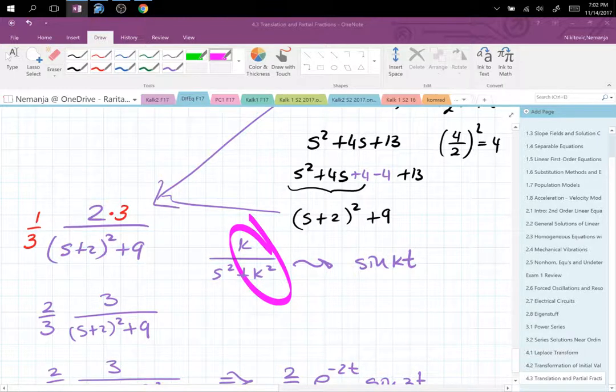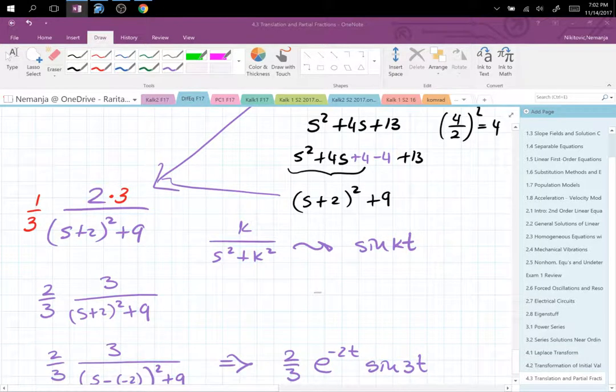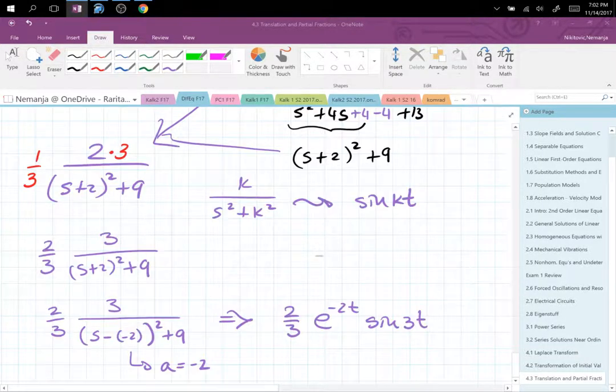So square root of 9 is 3. So that I need that 3 there. But to counter the 3, I have to put 1/3 in front. And I don't need this 2. So I will make that 2/3 as a coefficient in front. And the rest stays as a cosine, but it stays as a shifted cosine. Because, sorry, sine, not cosine.